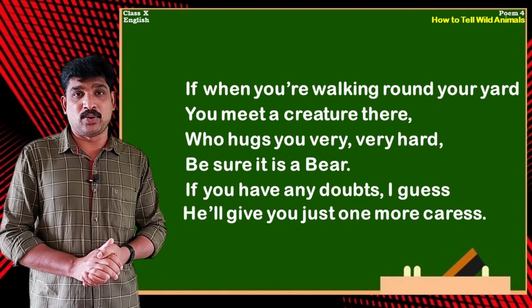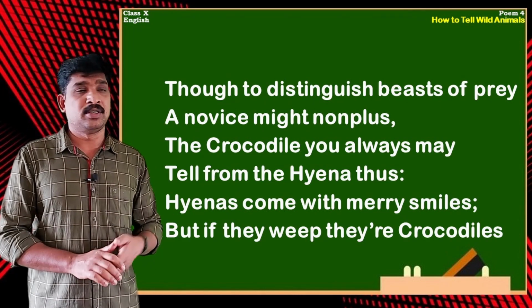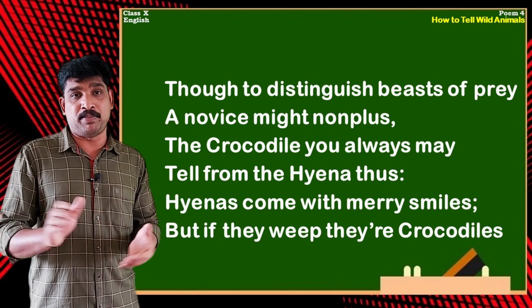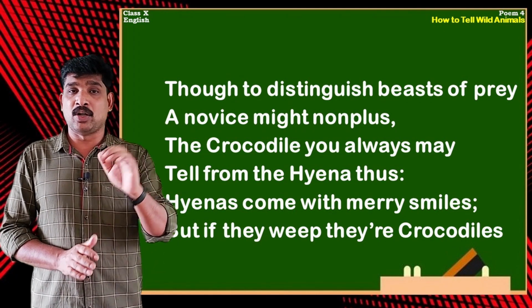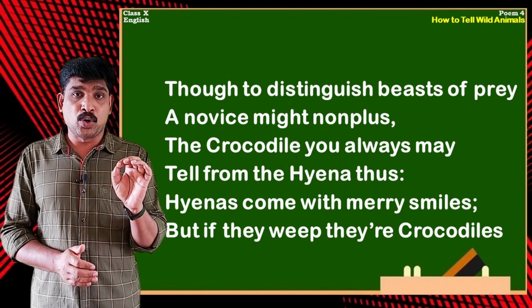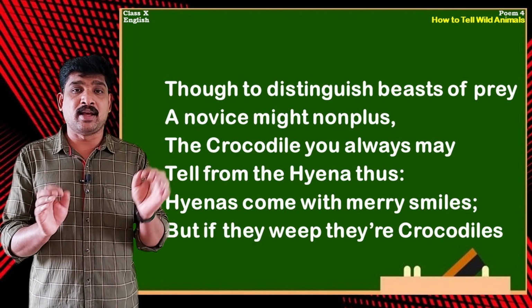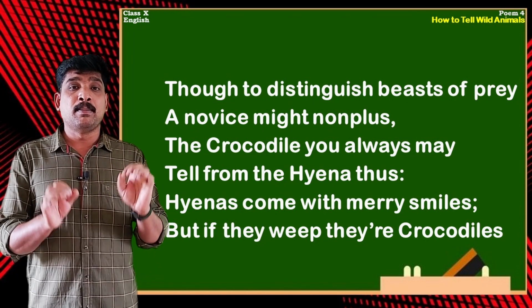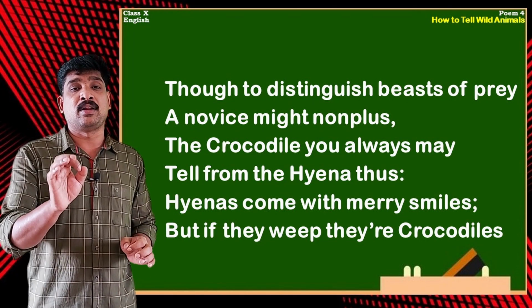And now let us find out which animal is introduced in this fifth stanza. Though to distinguish beasts of prey, a novice might nonplus. The crocodile you always may tell from the hyena thus. Hyenas come with merry smiles, but if they weep, they are crocodiles.